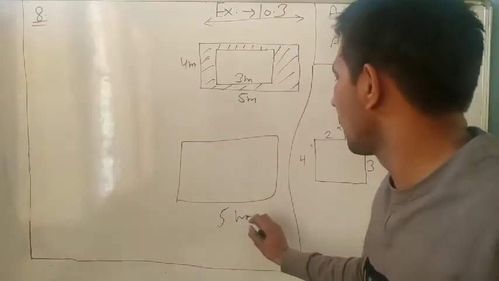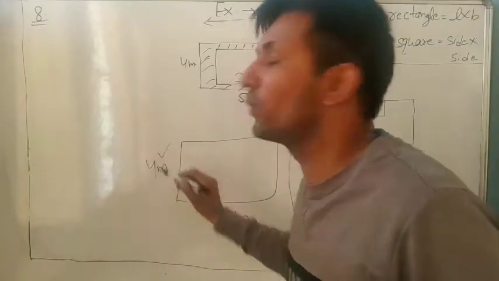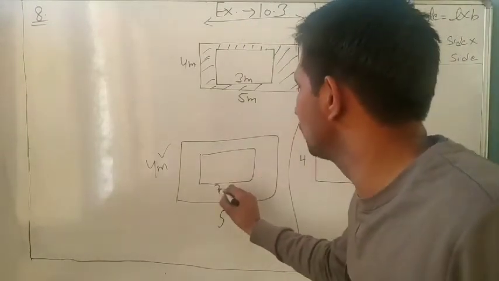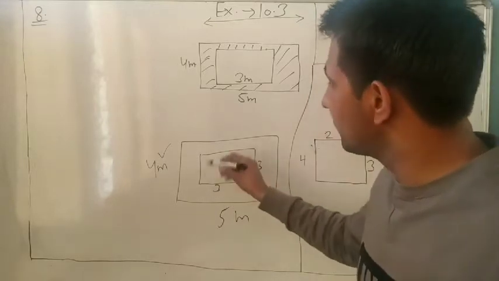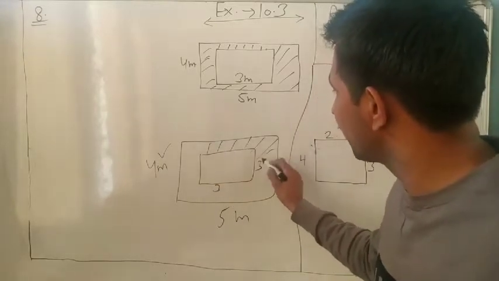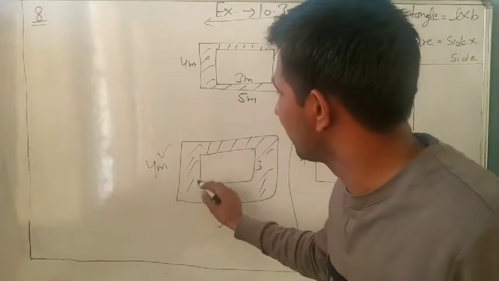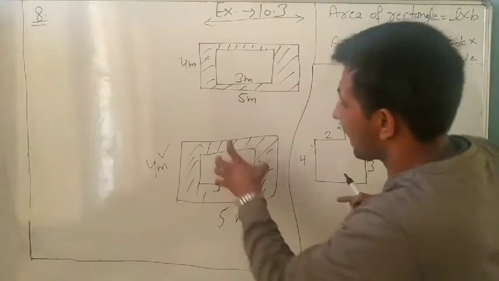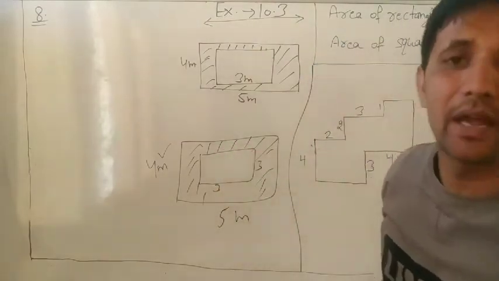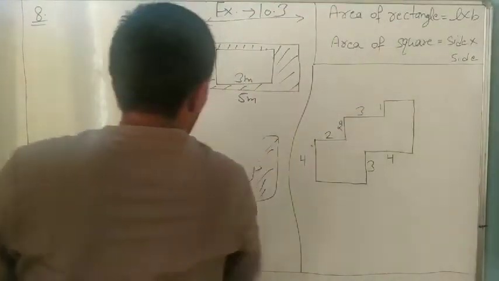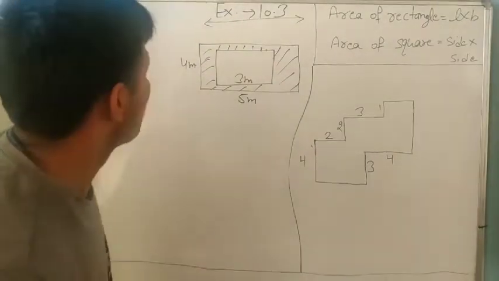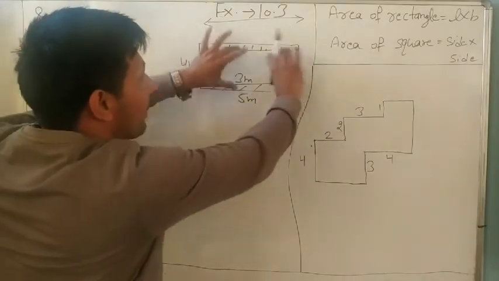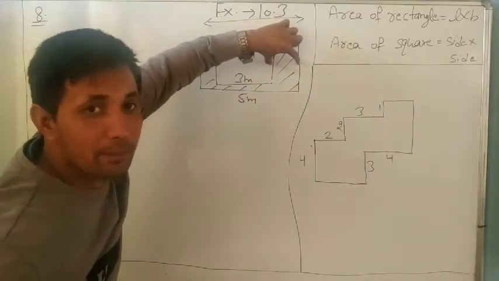The room is 5 meter in length and 4 meter wide, and we want to lay a carpet on the floor whose side is 3 meter. So how much area is not carpeted? This area is not carpeted. How will you find it? First we will find the area of the room minus the area of the square carpet. Understand? The carpet is only in the middle, but on the outer boundary there is no carpet.